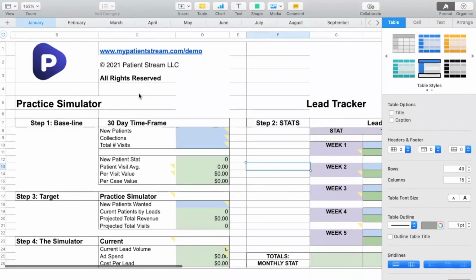So step number one. Before we jump into this too far, I want to tell you where this document, this tool came from. A long time ago, when I started into the chiropractic arena, helping chiropractors get new patients, I didn't start out as an agency. I started out as a practice consultant.